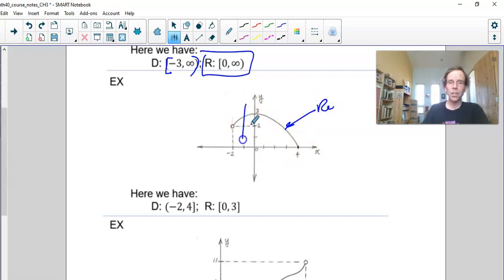It's actually a function, right? It passes the vertical line test, so I'll say this is a function. Function f of x or something like that. All right, what are all the x values we see in this graph?